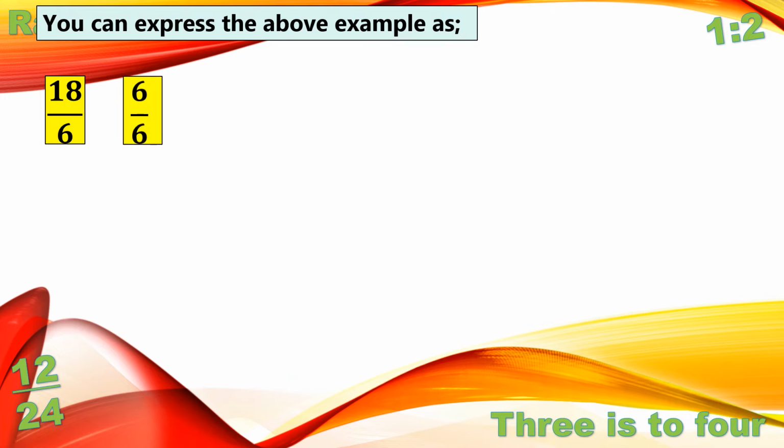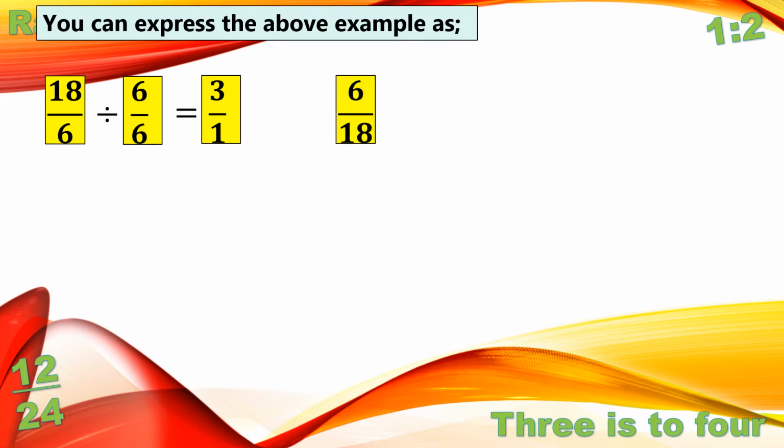So, the GCF of 18 and 6 is 6. So, again, we need it to divide. So, 18 divided by 6 and 6 divided by 6 equals 3/1.